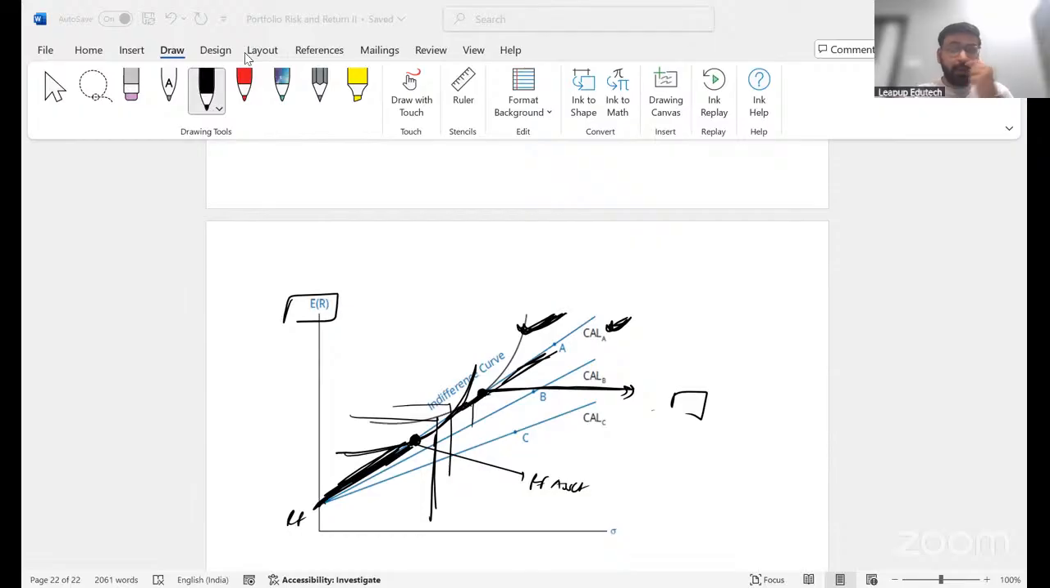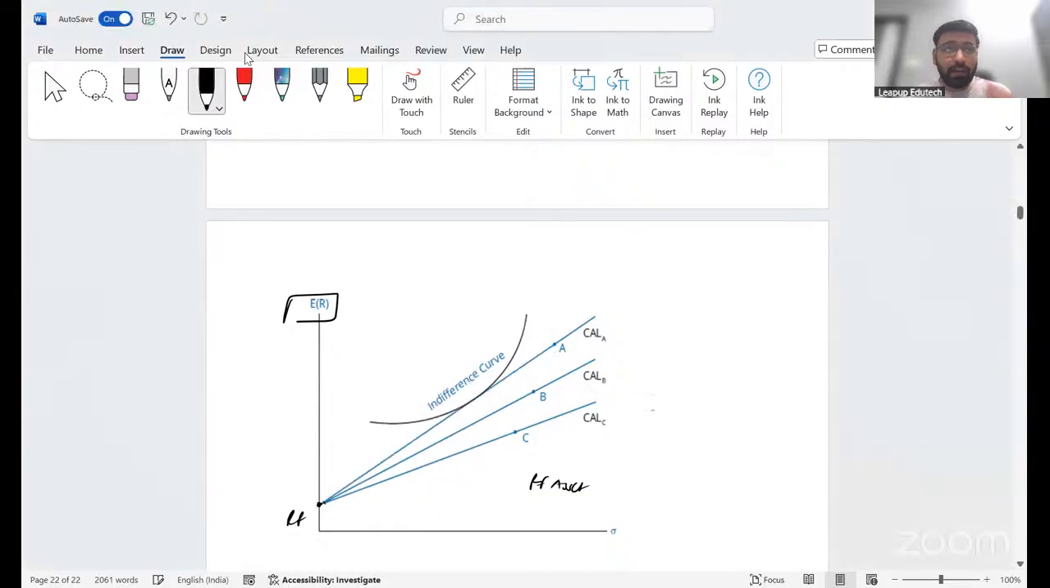Anyway, coming back to what I was saying, guys, which one is the best CAL for me? The one that is tangent to my indifference curve, because that's where my maximum utility is going to be. This is where my maximum utility is going to be, which is going to be CAL A. For an indifference curve like this, which is going to be the best portfolio? The one that is exactly tangent to my CAL. This is going to be the best portfolio for me.